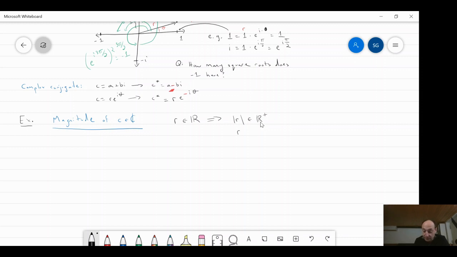One mathematical formula to actually get the magnitude of r is this: you can take your number r, square it to get rid of the minus sign, and then take a square root. By definition, that will give you the magnitude of r. It'll get rid of the sign. And we want to do the same thing for a complex number.